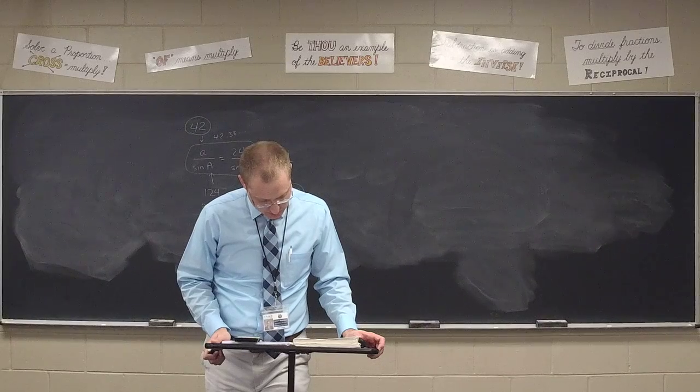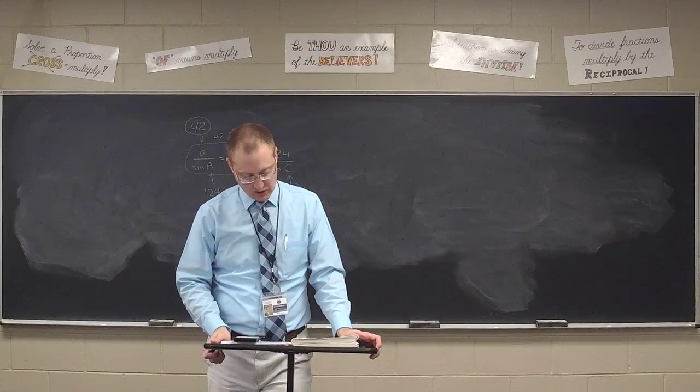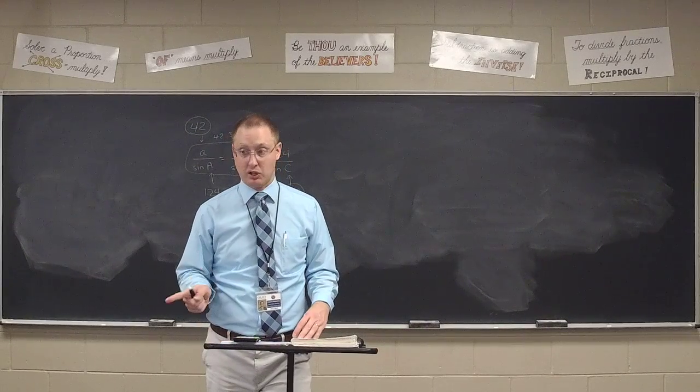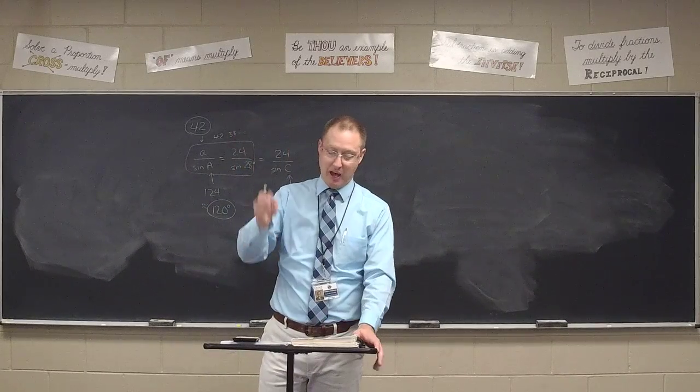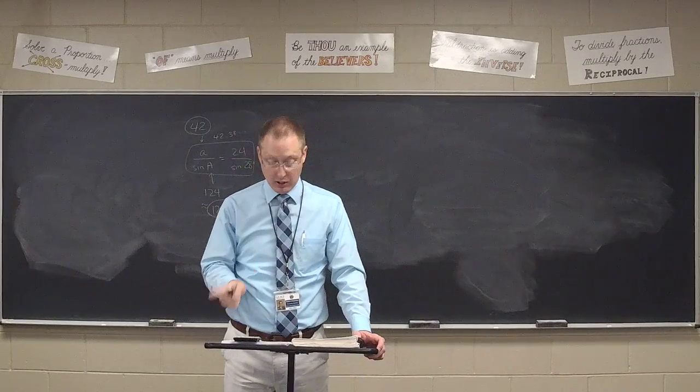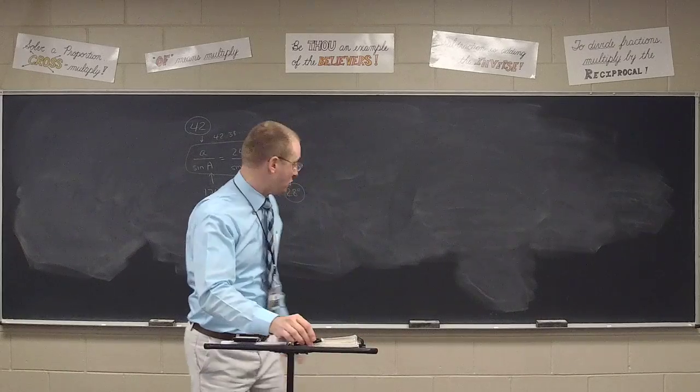How does opposite compare to adjacent times sine theta? It's bigger, which means 2 triangles. If it were equal, it would be that magic perfect length, but it's bigger than the magic perfect length. It's going to make 2 triangles.